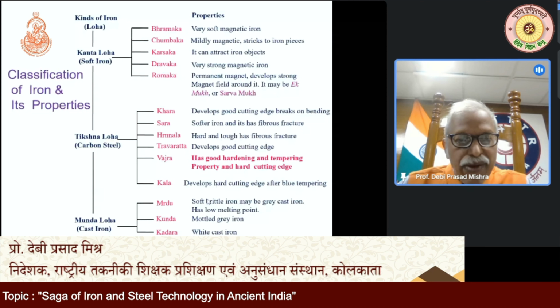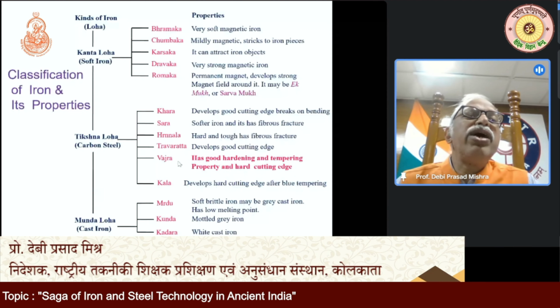Vajra is the one which is used. Indra used to have a Vajra, as we have learned in the Puranas. It has good hardening and tempering properties and a hard cutting edge. And this is a cast iron: Mudra, Kunda, Kadara, these are all kinds of cast iron which are still being used, but our people knew all those things and were using them in various ways.